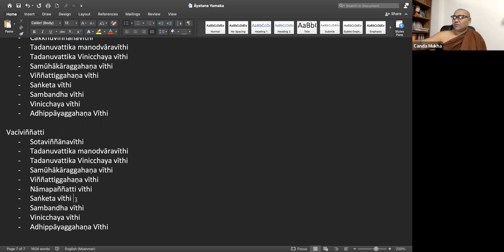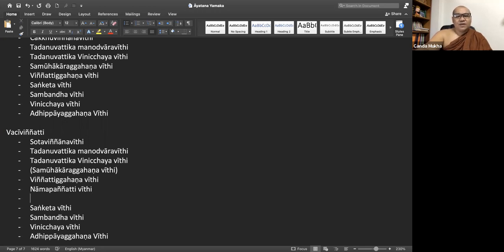And it is also followed by the sanketa. Nama pannatti, and then attha. So if it is only 1 word, we don't need the samuhakara thought process. But if it is more than 1 word, then we need to have a samuhakara. And then after the nama pannatti, there is attha pannatti viti. We can simply say attha pannatti viti.